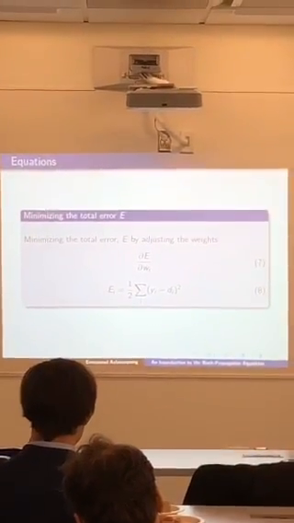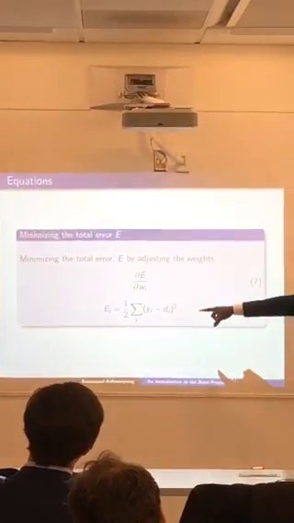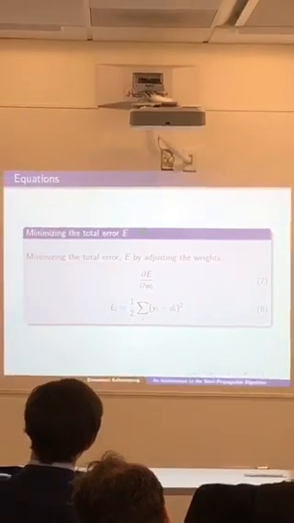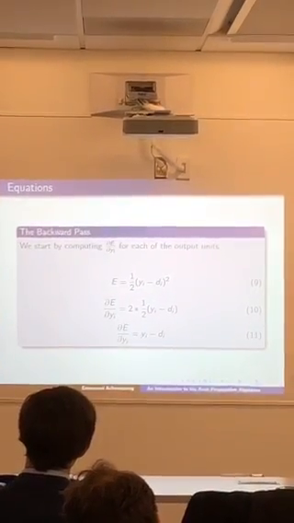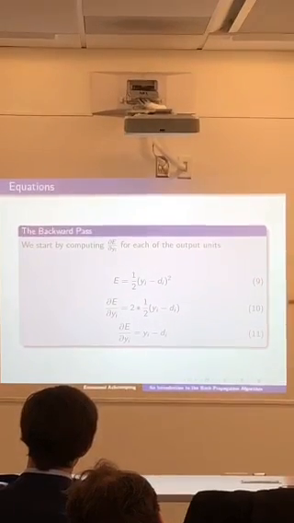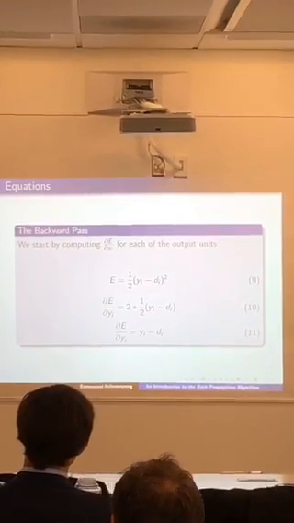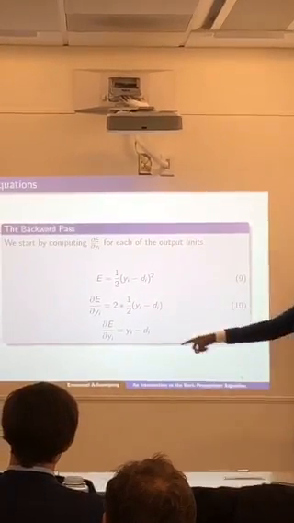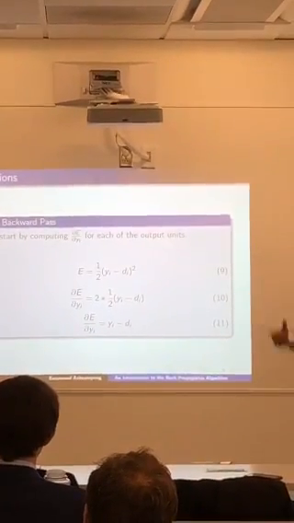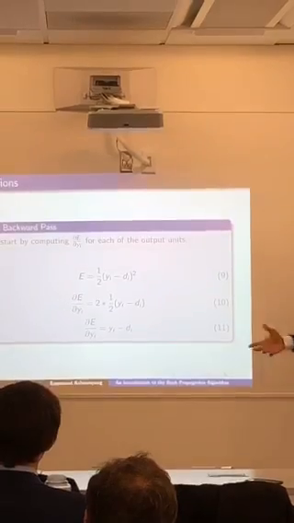But what we do know is that we have the variable yi in this error function. So what we can start by doing is finding the partial derivative of the error with respect to yi. With simple calculus, you bring the two here, it cancels out, and the partial derivative of e with respect to yi simply becomes yi minus di.